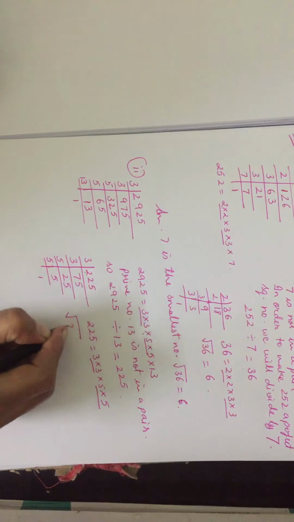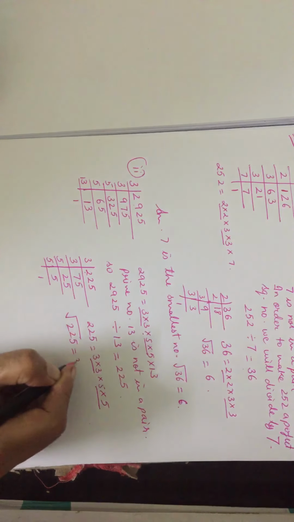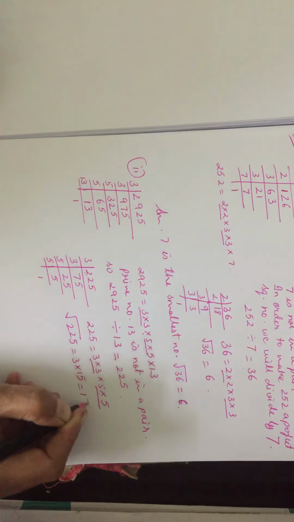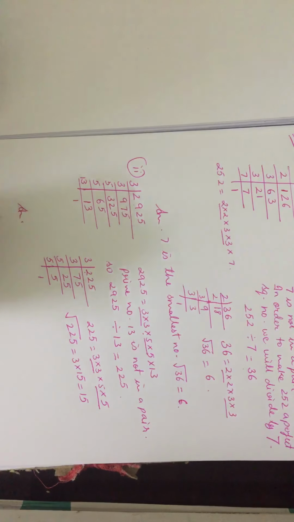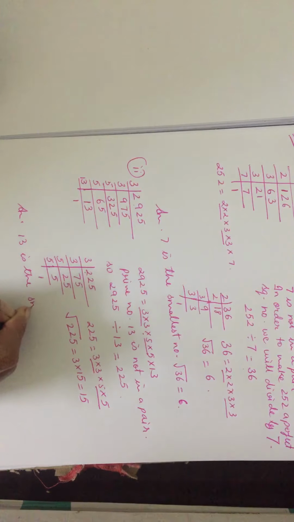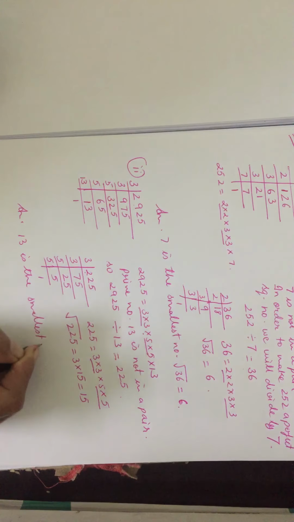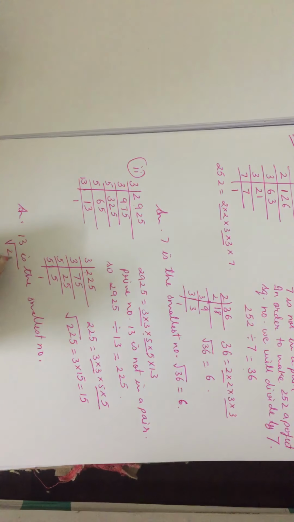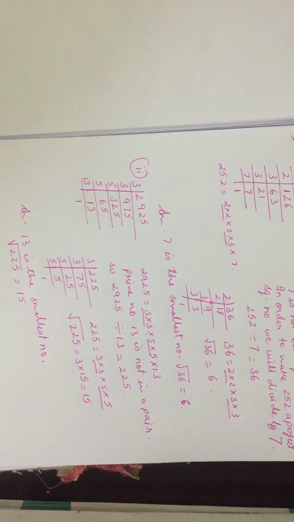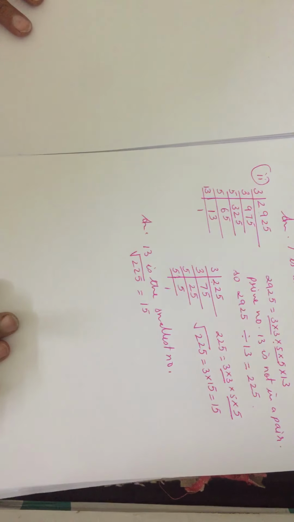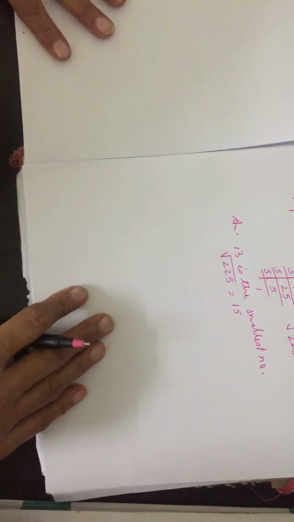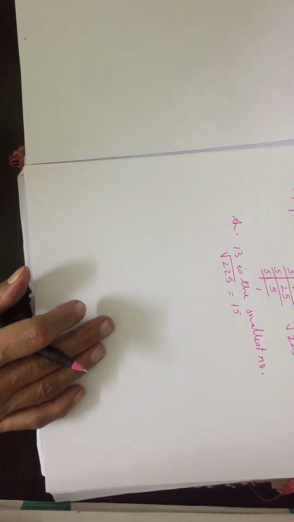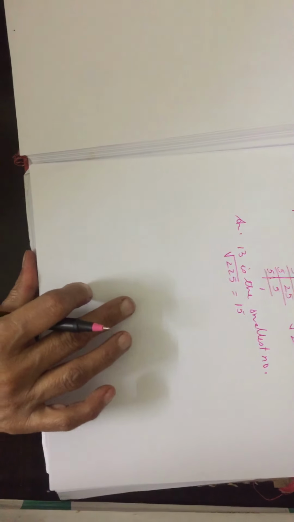Make the pairs. So the square root of 225 is 3 5s, which is 15. So what is the answer? What is the smallest number? 13 is the smallest number by which 2925 is to be divided, and the square root of 225 is 15. Now the rest of the problems you will try to do by yourself.